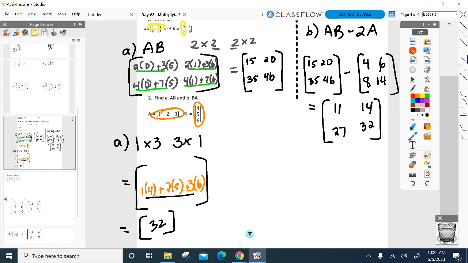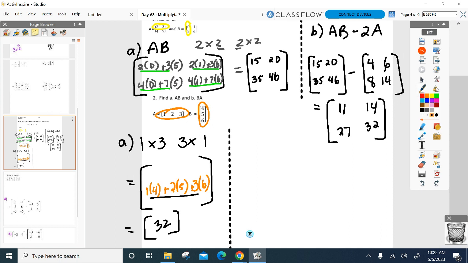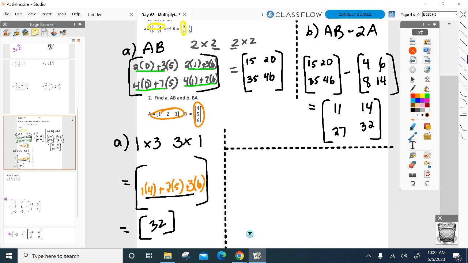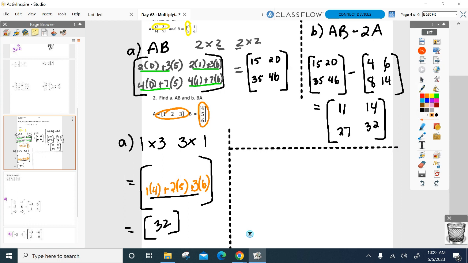Whoa, we got a part B here. Champs, we got a part B. All right, now do BA. Not the same answer. Just because you flipped it, that works with multiplication of numbers, not matrices.